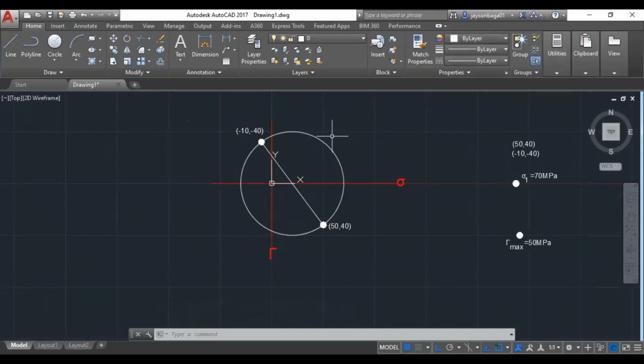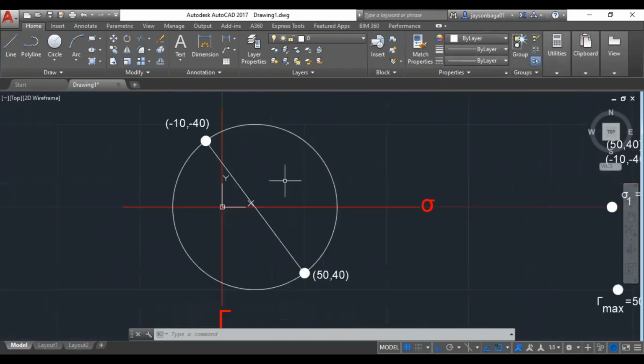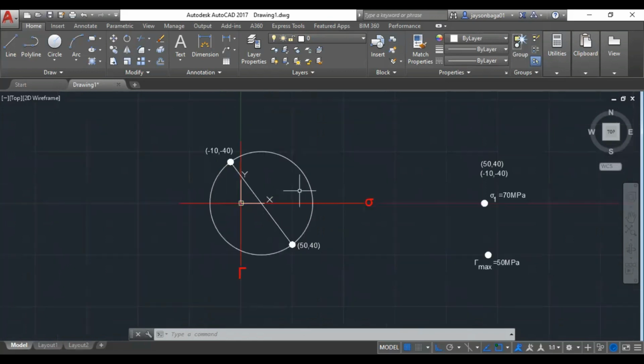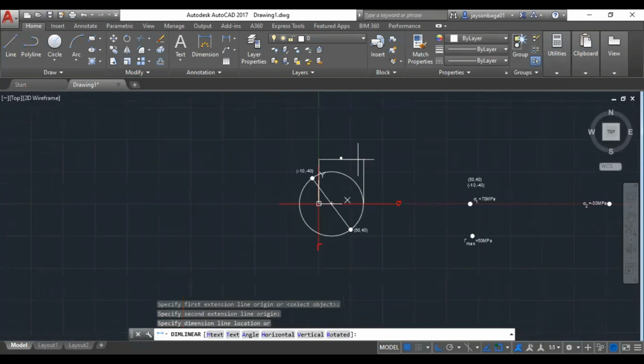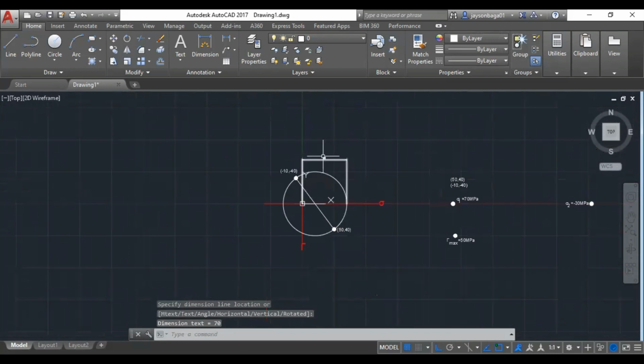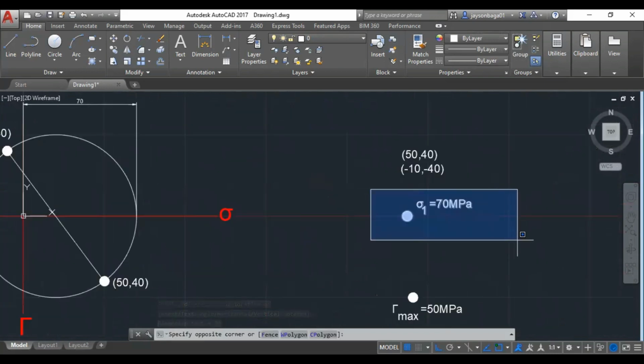So paano natin mahahanap yung principal stress? Alam naman natin, di ba, ang principal stress natin is nasa x-axis. So dito, yung highest or maximum value natin pagdating sa x-axis is siya yung sigma 1 natin. And then yung minimum value naman is siya yung sigma 2. Pwede ninyong gamitin yung ruler ninyo para manually i-measure yung distance. Dito sa AutoCAD, check lang natin yung dimension. So dito is 70. So ang sagot natin for sigma 1 is 70 megapascal.